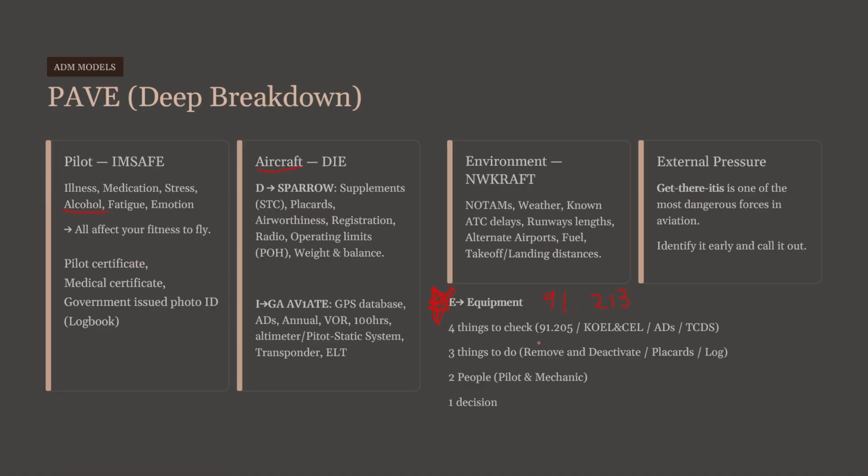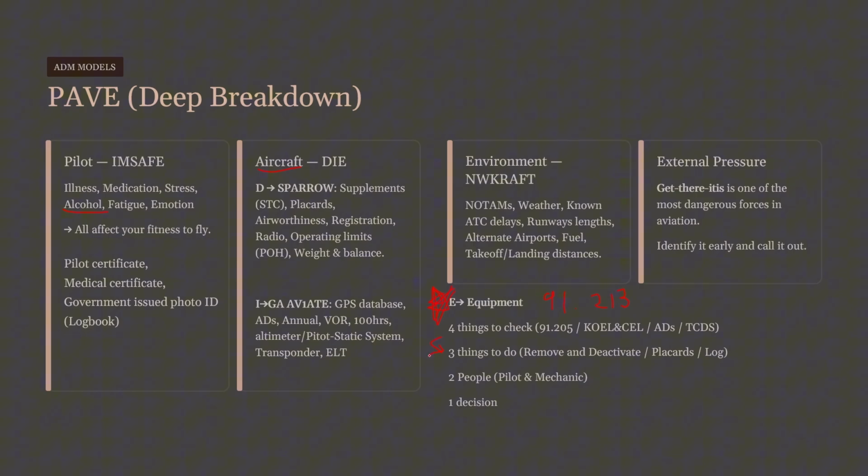So overall, 91-205 is general regulatory requirements, and KOEL is the aircraft specific requirements, and ADs are mandatory safety corrections, and TCDS defines the certified configuration of the aircraft. So if the equipment is required by any of these, then it must be operational for the aircraft to be airworthy, unless it's allowed by an MEL. If the equipment is not required, then I would move to the next step.